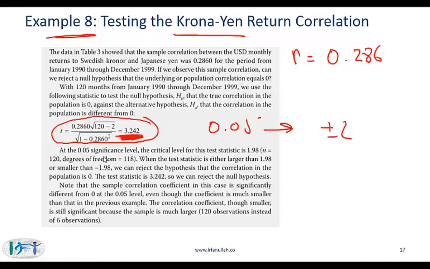So notice that with a relatively large sample size, what is n over here? Just by looking at this, even without reading all the text.